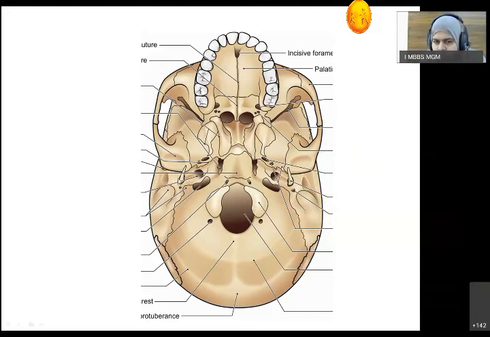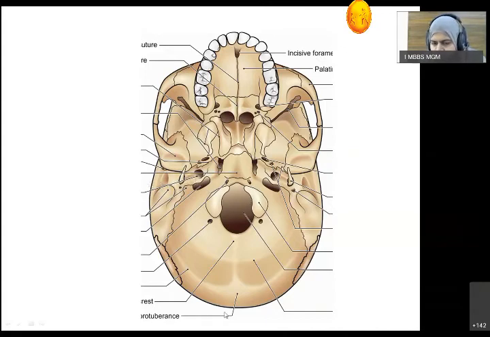On the posterior aspect, there is the spine and the styloid process. Lateral to it, there is the tympanic plate, which forms the cover of the external acoustic meatus. This is the squamous part of the temporal bone.